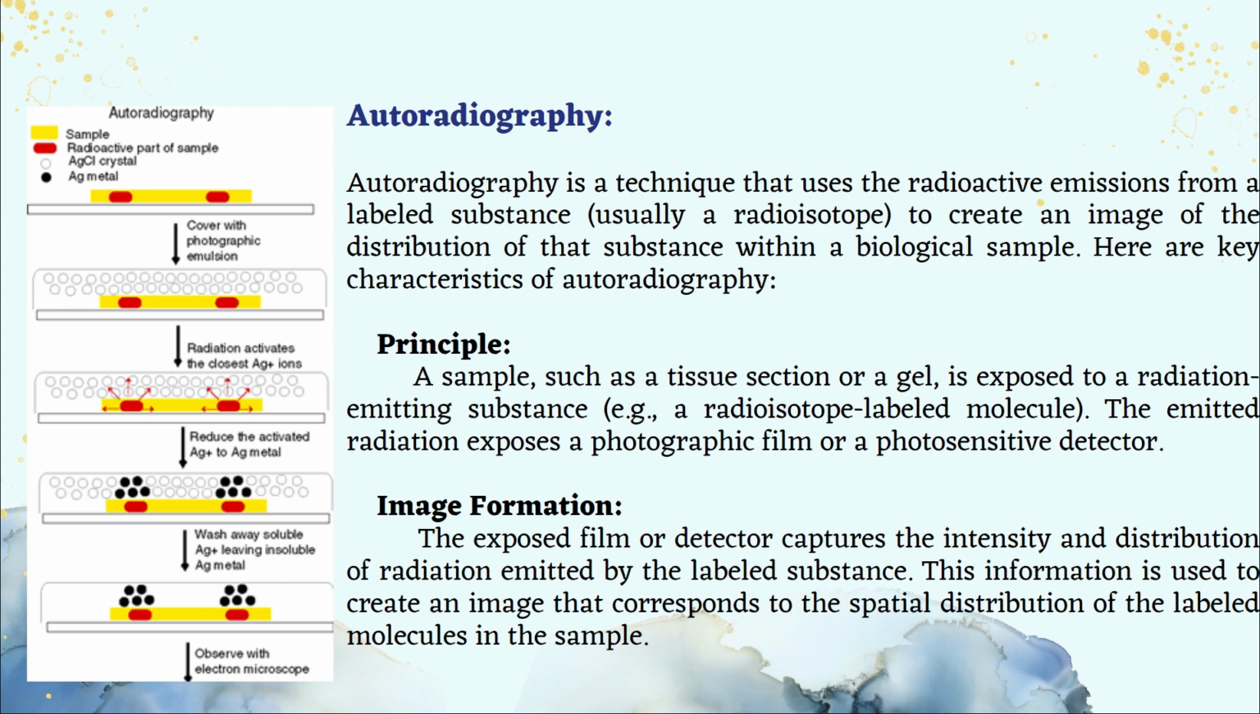Once the radioisotope is exposed to a particular tissue or a section of a tissue, it emits the radiation in the form of a photographic film. So this complete process is called autoradiography.